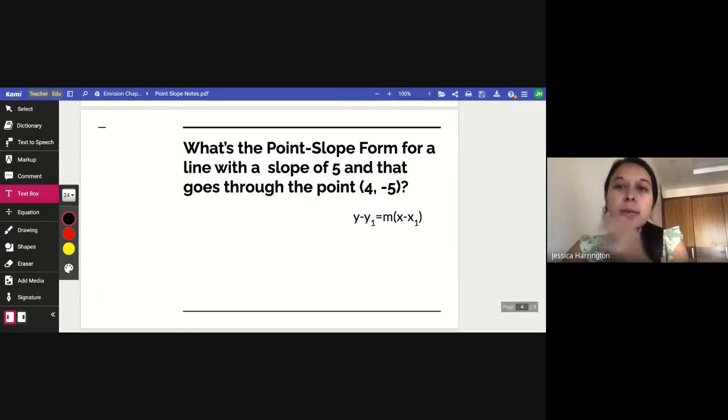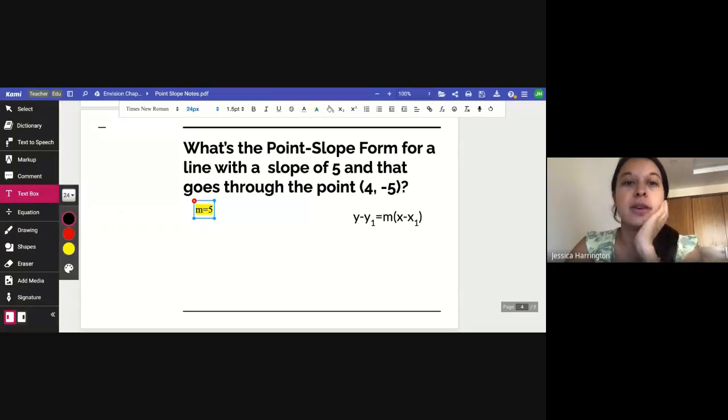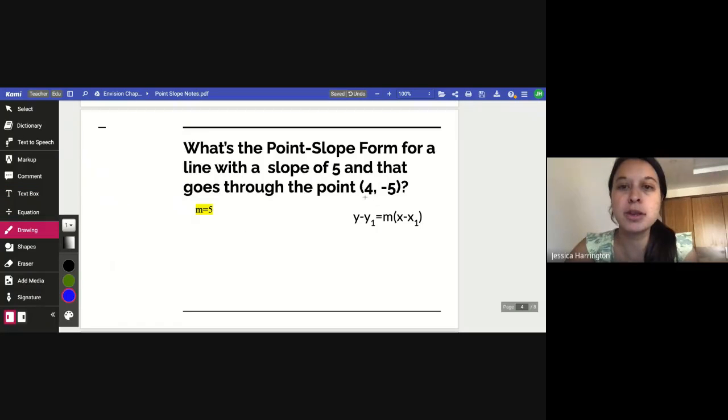What is the point-slope form for a line with a slope of 5? Okay, so I know m equals 5. What else do I know? It goes through the point 4, -5. So x1 equals 4, and y1 equals -5. I'm going to label it underneath.